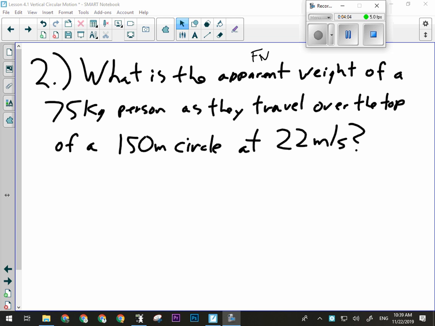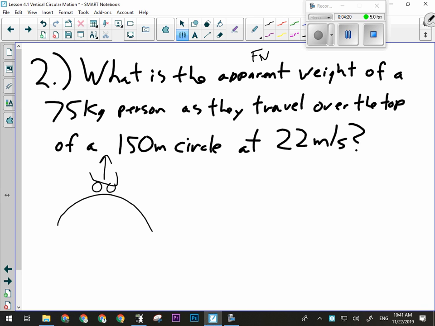More time, okay. First thing you always want to do with a vertical circular motion question is draw the free body diagram. We are talking about going over the top of a vertical circle. That means this force here is Fn, because it's the force of the track or hill pushing upwards, and this force is gravity. So we got our forces in and forces out identified, so that'll be Fg minus Fn. We're trying to find the apparent weight.